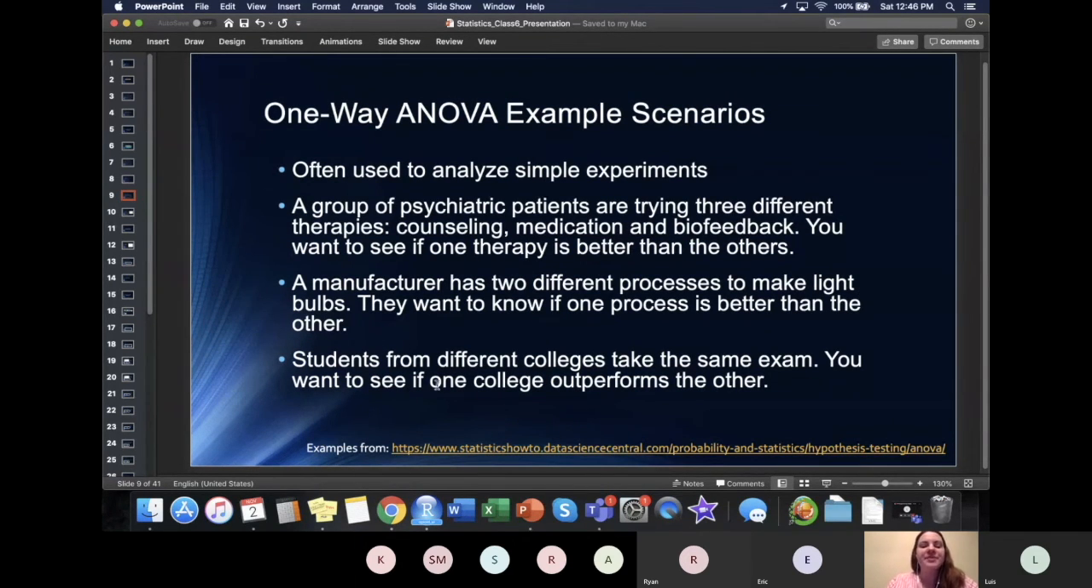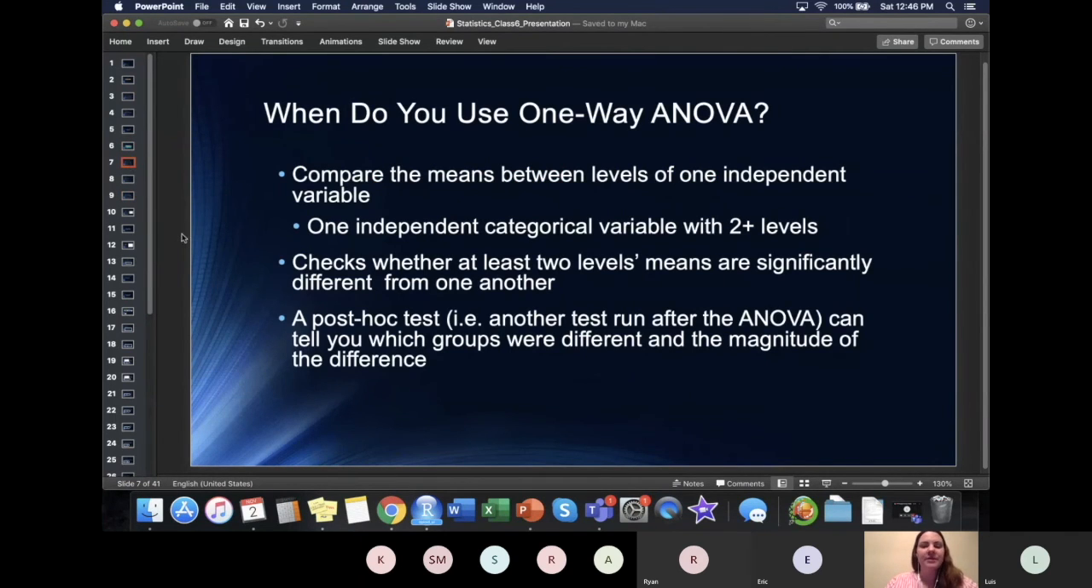The third example would be students from different colleges taking the same exam. You will want to see if one college outperforms the other. So our independent variable would be the college, the first level would be college 1, and the second level would be college 2. And say we were looking at SAT scores, that could then be our dependent variable, given that it's continuous. So I'm going to recap again, go back to this slide, just to pull that all together now that you've seen practical examples of what an ANOVA does and why you would use it.